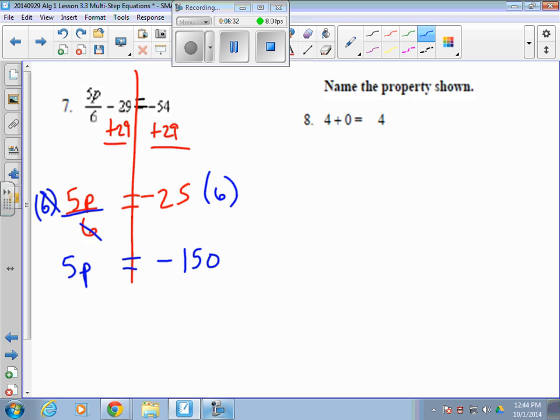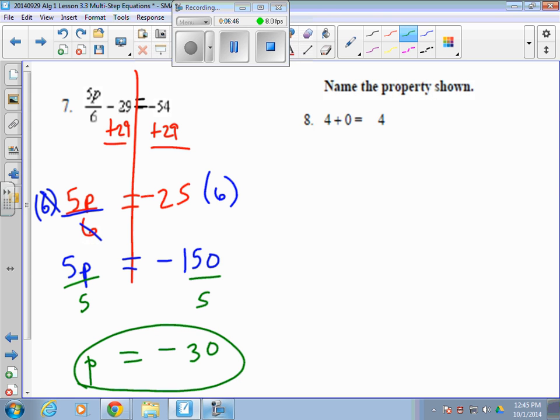Then get rid of 5 times p by dividing by 5 on that side. And on this side, p equals a negative, since a negative divided by a positive is negative. It goes into 15 3 times and into 0 0 times. P equals negative 30. What I meant by doing it 2 different ways, you could have combined these 2 steps by separating 5p over 6 into 5 over 6 times p, and you could have multiplied by the reciprocal, but I'm not trying to confuse you with that.